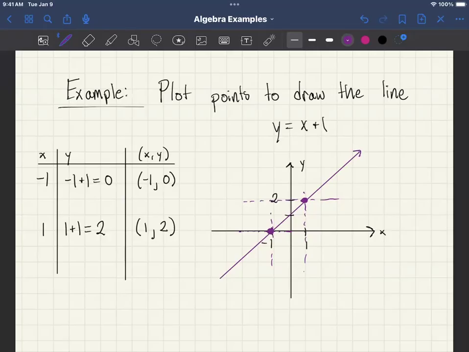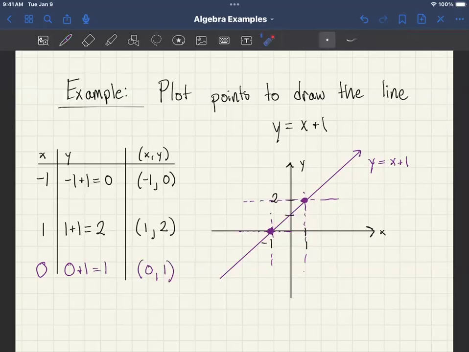And last but not least, let's label our line. Y is equal to x plus 1. All right, so we have taken 2 points and drawn an entire line. If you want to check and make sure that you have it right, you can take a third point and see what's going to happen. So let's say our x value is 0, our y value would be 0 plus 1, which is 1. So we should have 0 comma 1 as another point.